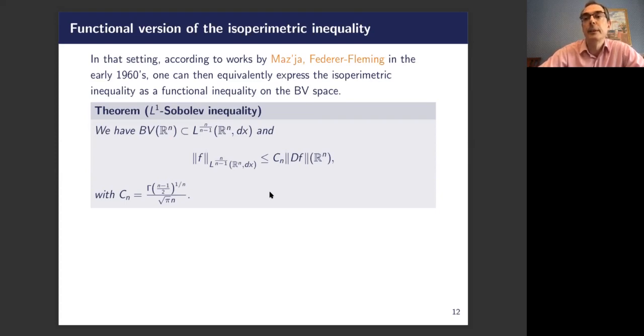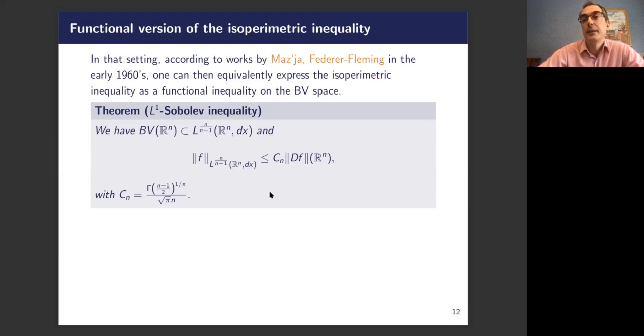More precisely, there is an embedding of the BV space into L^p space, where the exponent p is given by n over n minus 1, which is exactly the exponent that appeared in the isoperimetric inequality. And the constant in this functional inequality is exactly the same as in the isoperimetric problem. So it turns out that the L1 Sobolev inequality, which is the name of this functional inequality, is equivalent to the isoperimetric inequality in Rn.